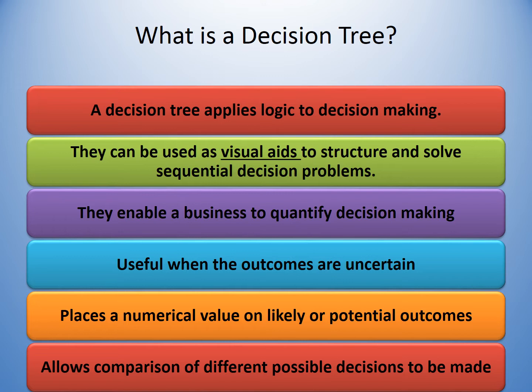It enables businesses to quantify decision making. So in other words, turn it into numbers, which makes it a little bit easier to actually decide on. It's useful when outcomes are a bit uncertain. So you're not actually sure, okay, should we go this way? Should we go another? Especially when it looks at any kind of potential probability scales. It places numerical value on likely potential outcomes, so again it makes it a bit easier to decide, and it allows comparisons of different possibilities as well.